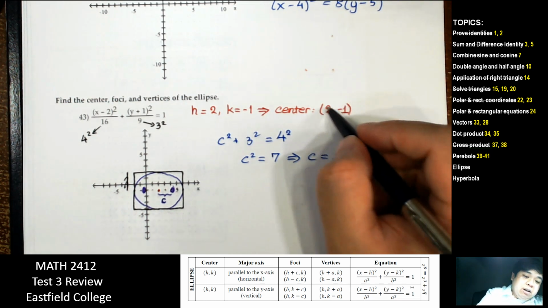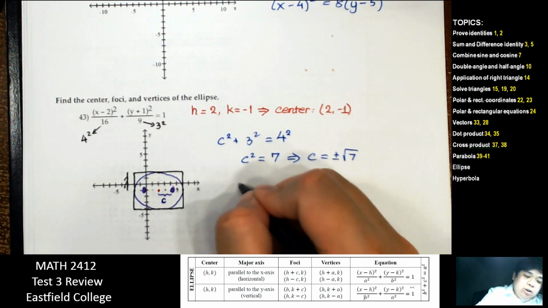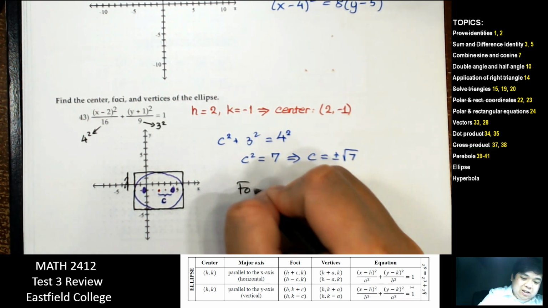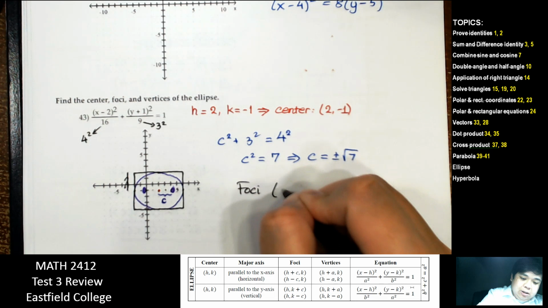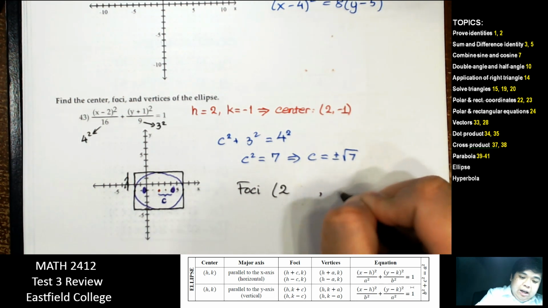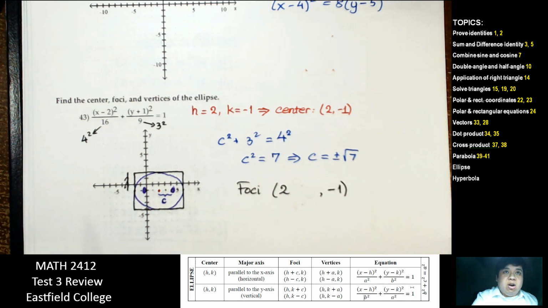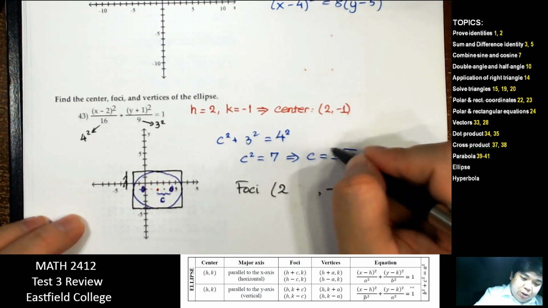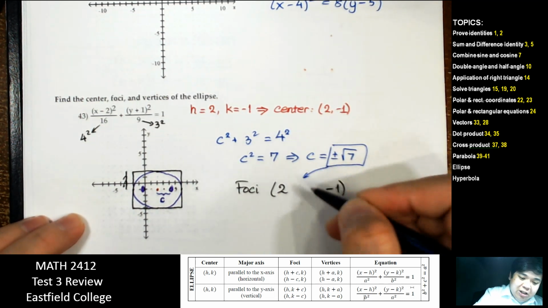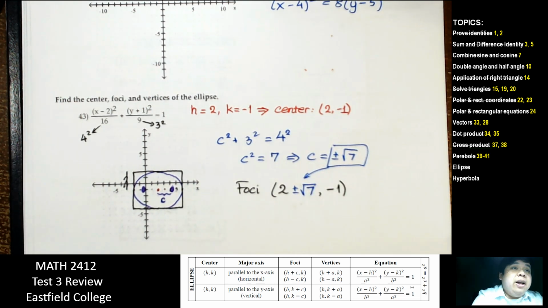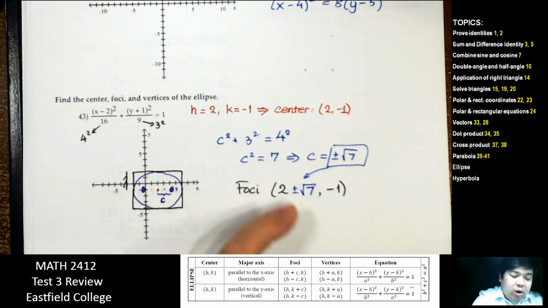Right. And finally, from the center, we go to the foci. That is what we have for the center. Since this one is horizontal, we're just going to put this next to the x-coordinate of the center to get the first foci, and that's all we have.